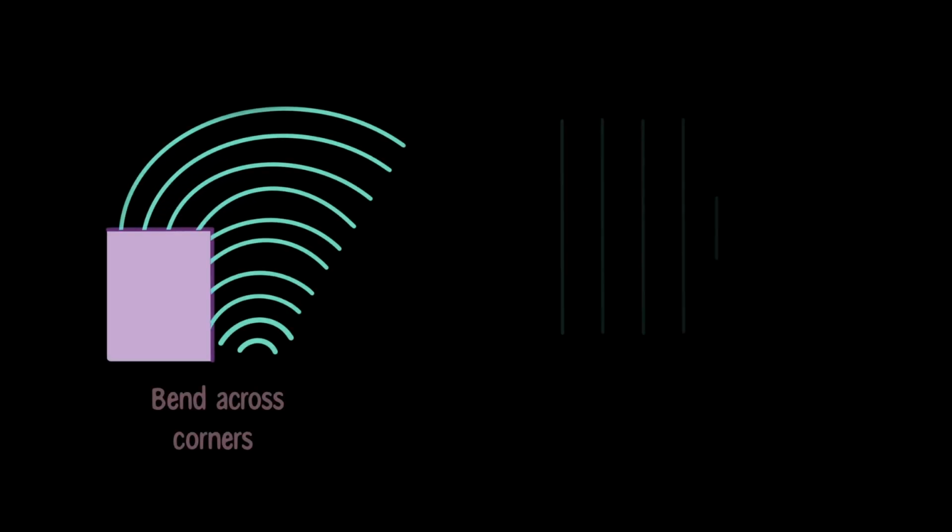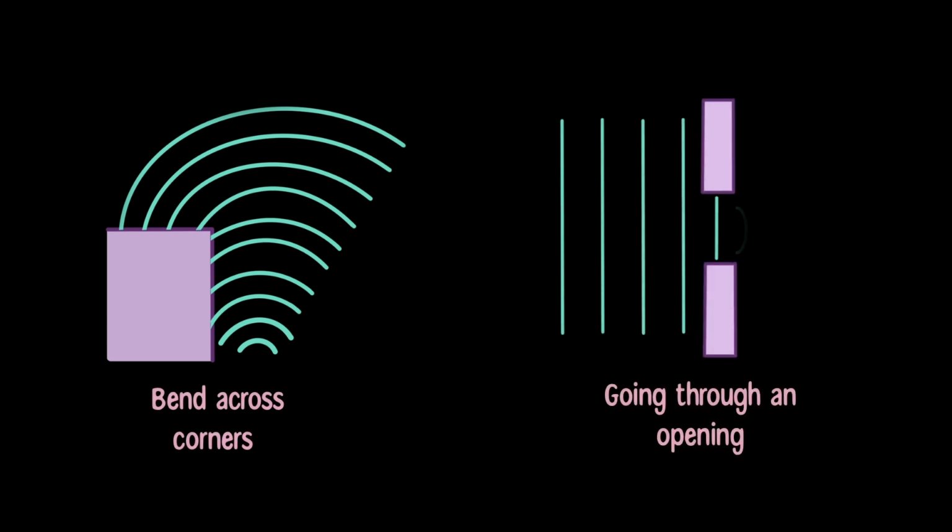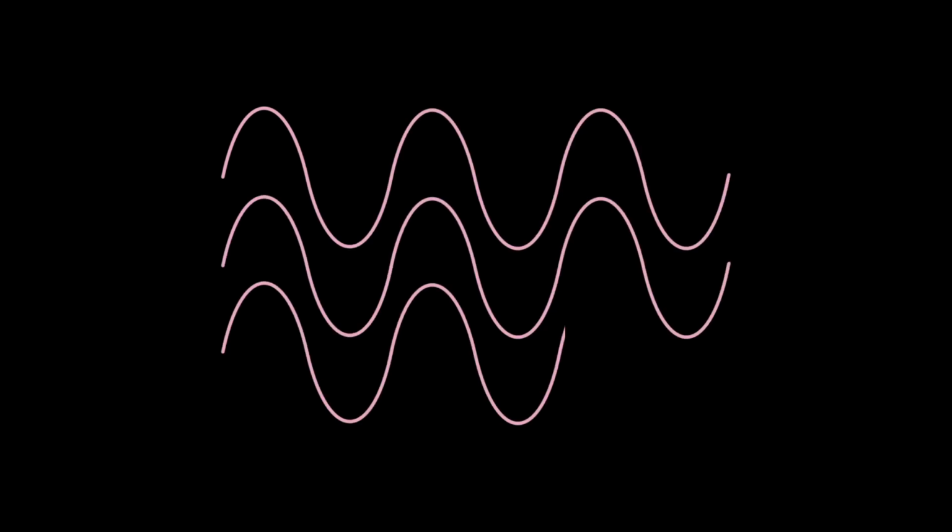This phenomenon is pretty amazing and causes waves like light or sound to bend across corners when going through an opening or around an object. It's one of the reasons why you are able to hear people around corners even though you can't see them, and the reason why shadows appear fuzzy and blurry in certain lighting conditions. In order to understand how diffraction takes place, we need to take another look at how waves propagate.